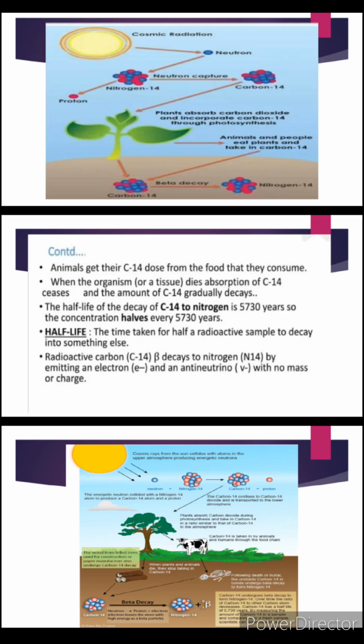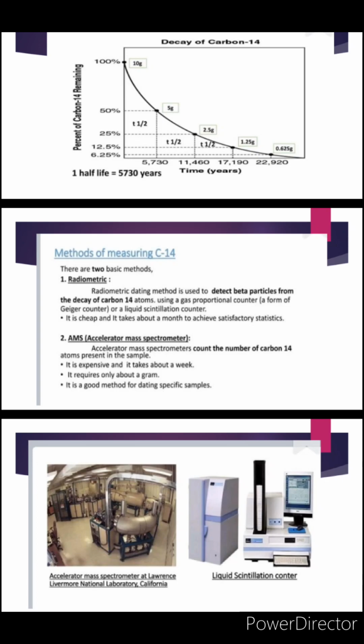So this diagram represents the whole process of carbon dating methods. Next is the percentage. In this diagram, the percentage of carbon 14 decays with time. First is 100%, which represents 10 gram, and then 50%, 5 gram, and then 2.5 gram, and 1.25 gram, and so on.